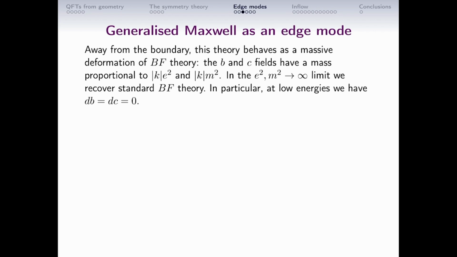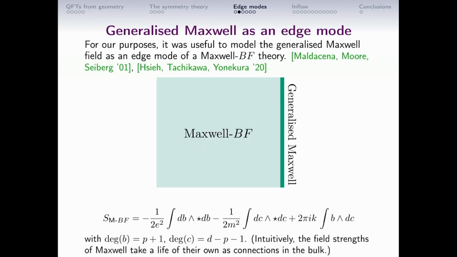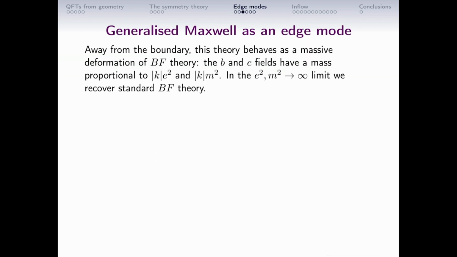All right. So what happens at low energies is that you end up with flat connections, right? Because that's what the BF theory does. The equations of motion of the BF theory, if you forget all this term, will tell you that dB is 0 and dC is 0 as well.